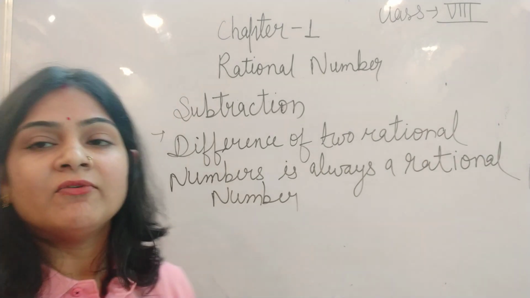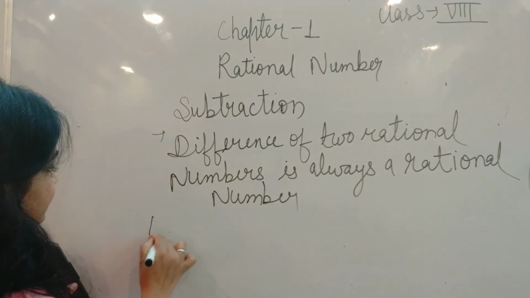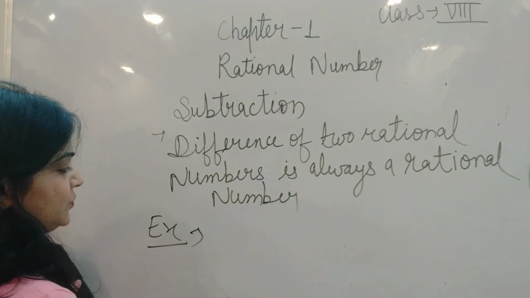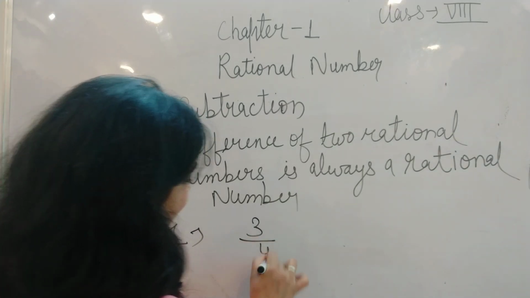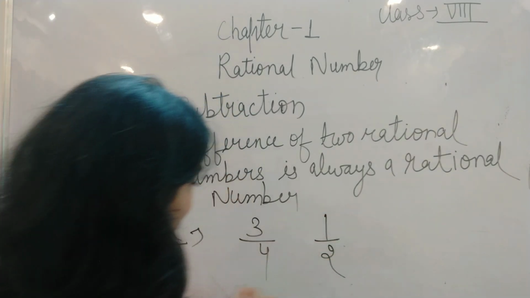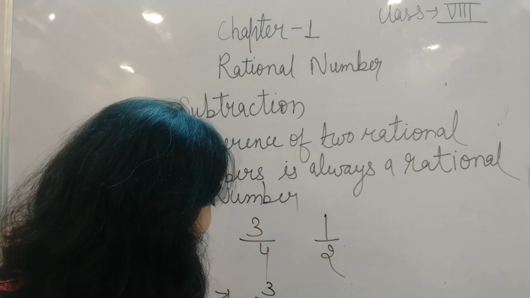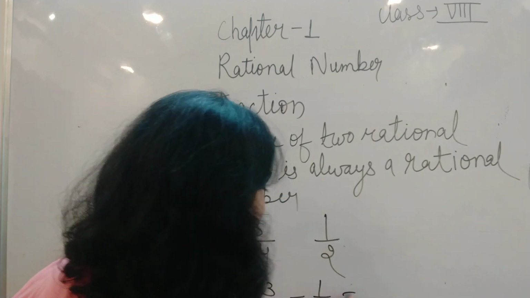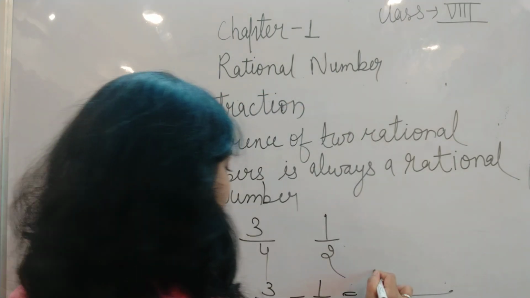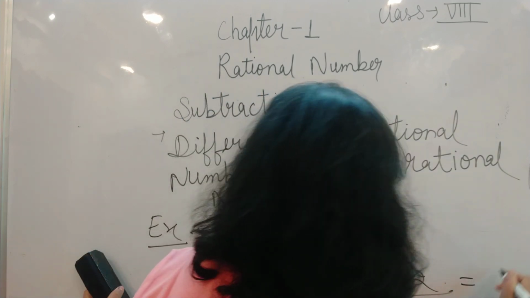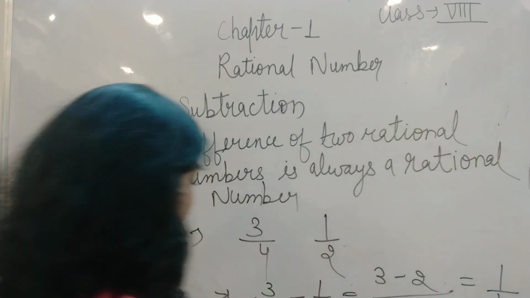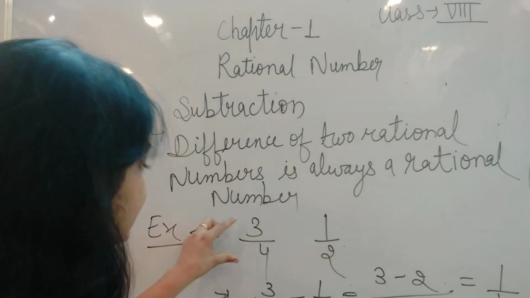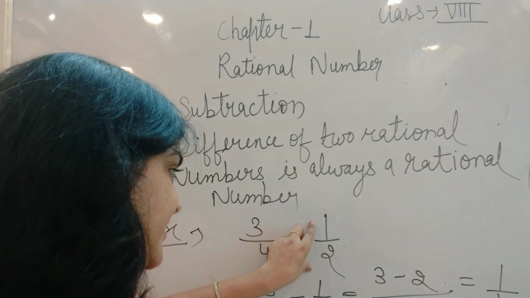I am taking one example. I am choosing rational numbers 3 by 4 and 1 by 2. Now we will subtract these two rational numbers. The LCM is 4. Now we will get 1 by 4. This is a rational number.